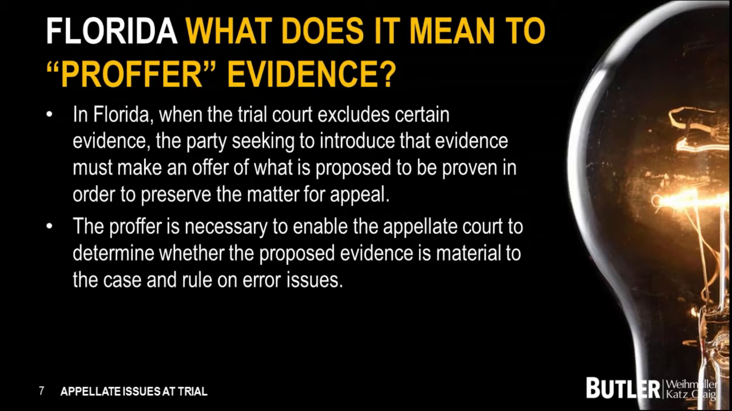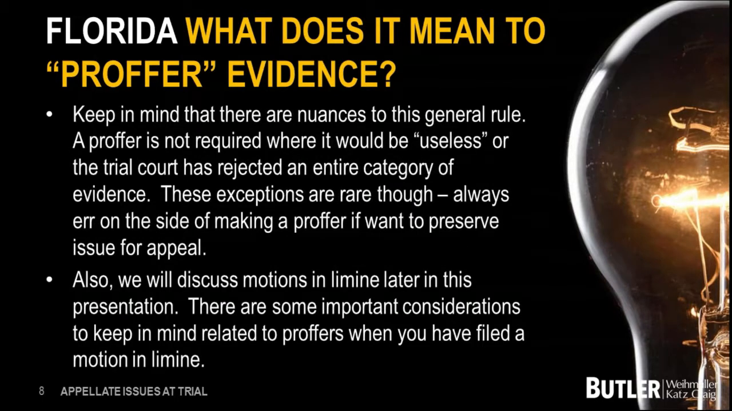In Florida, when the trial court excludes certain evidence, the party seeking to introduce that evidence must make an offer of what is proposed to be proven in order to preserve the matter for appeal. And this is necessary to enable the appellate court to determine whether the proposed evidence is even material. I'm sure many of you Florida folks are aware of the harmless error standard. So the appellate court needs to know what that evidence is in order to decide whether or not it's material and whether or not it could be harmless error by virtue of the exclusion. So that's proffering of evidence in Florida.